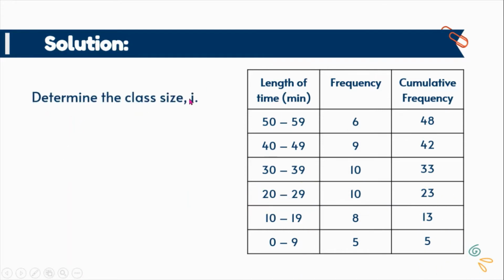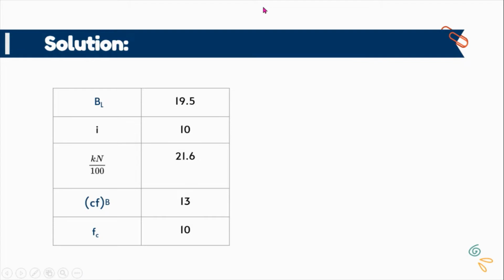And now determine the class size, where the class size is 10. So 0 to 9, that's 10. 10 to 19, that's 10. 20 to 29, that's 10. 50 to 59, that's 10. Since you already know here the value of B sub L, 19.5, I, which is 10, Kn over 100, which is 21.6, Cf sub B, which is 13, and F sub C, which is 10.